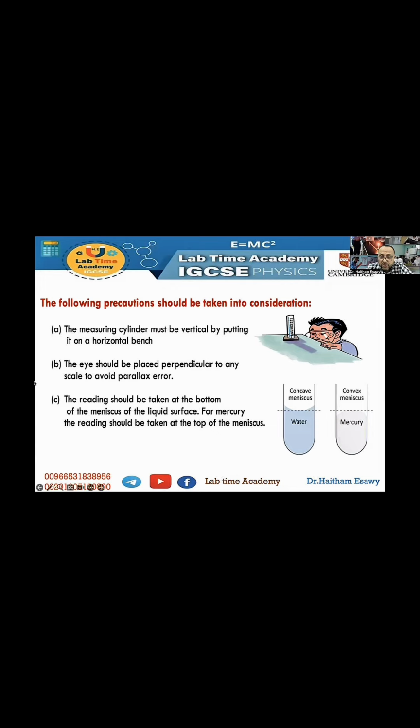And then if you have a liquid, this liquid may be water or mercury. Actually, you have a difference between water and mercury. In the case of water, we have a concave meniscus, and in the case of mercury, we have a convex meniscus. What should I do to measure the level of the liquid? Actually, you have to take the reading from the bottom of the meniscus in the case of water. And we have to take the reading from the top of the meniscus in the case of mercury to get an accurate result.